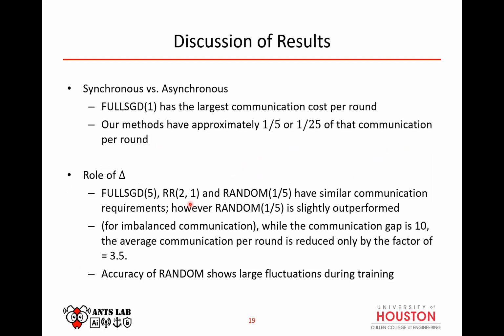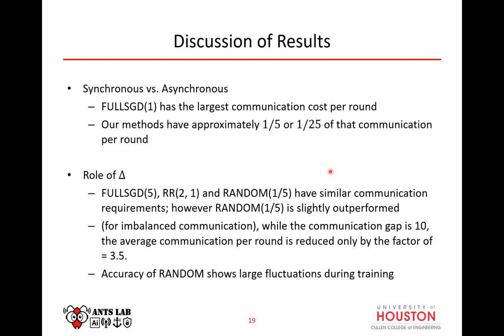And discussing the results that we just saw, first we'll talk about synchronous versus asynchronous. What was the difference? Full SGD, which is our synchronous, with delta equal to 1, has the largest communication cost per round, as we saw. Compared to that, the methods in this paper reduce the communication per round by 1/5 or 1/25 times, and they achieve about 80 to 81% of the accuracy compared to the others.